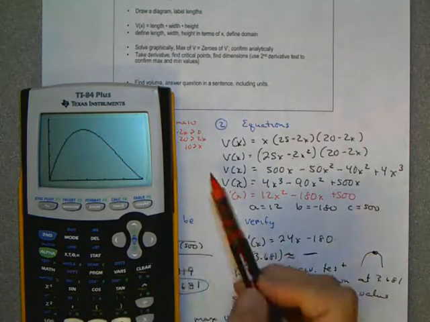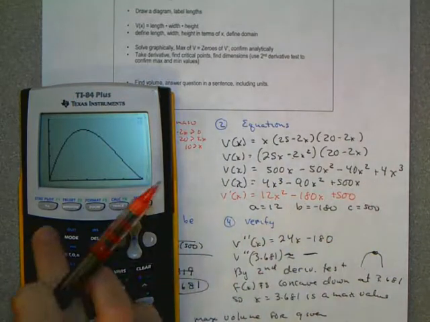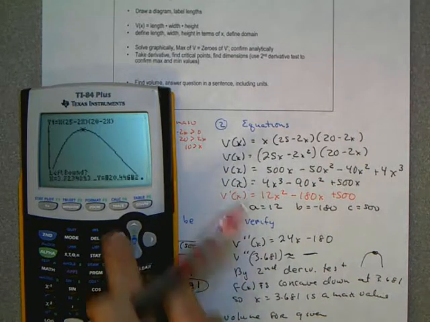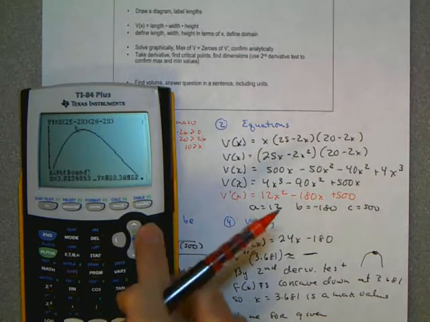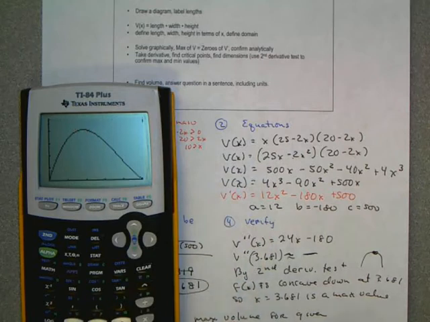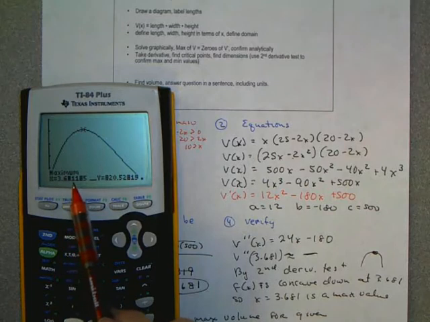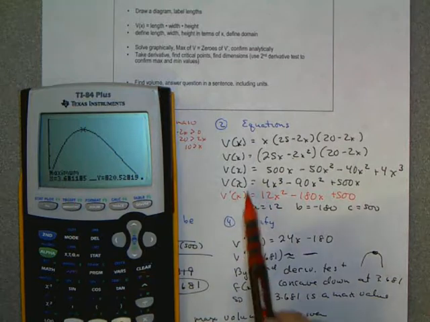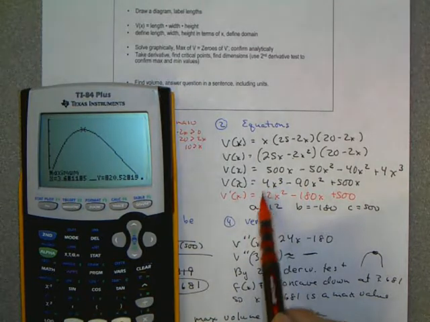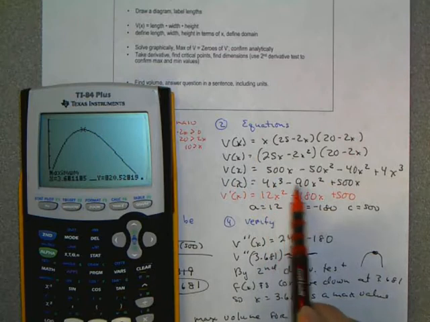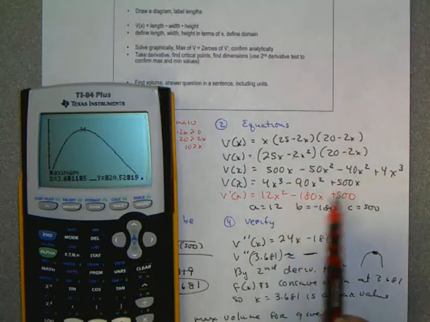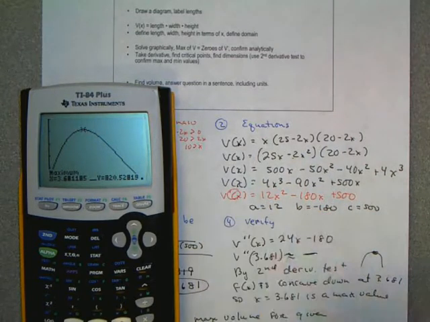Now, if I want to know what that max volume is, what that length I'm going to cut out of each corner is, I can calculate the max. That's what we've done before. And I know that to get the maximum volume, I would cut out a corner of 3.681 inches. But I want you to show it to me analytically. How do we do that? So we take the derivative. 3 times 4 is 12, x squared, minus 2 times 90 is 180x, plus 500, using the power rule, and we set that equal to 0.